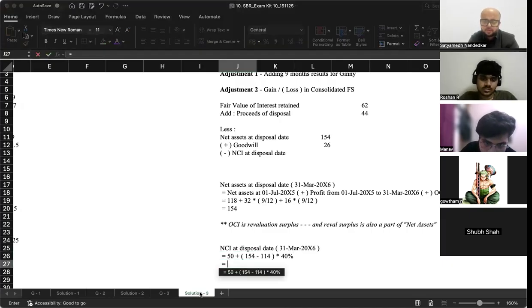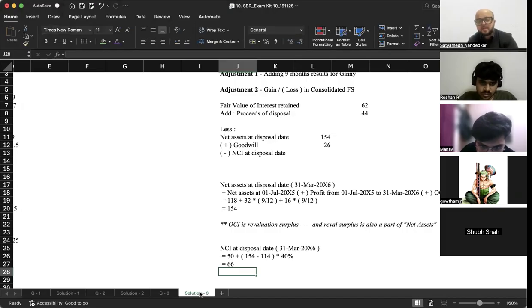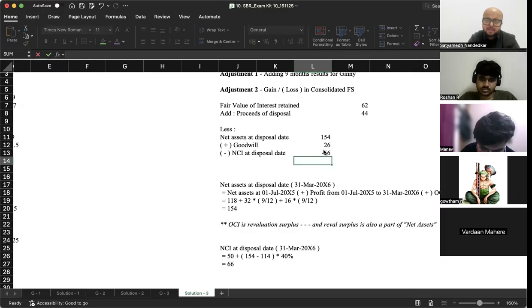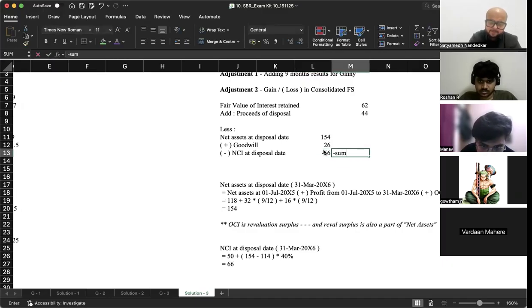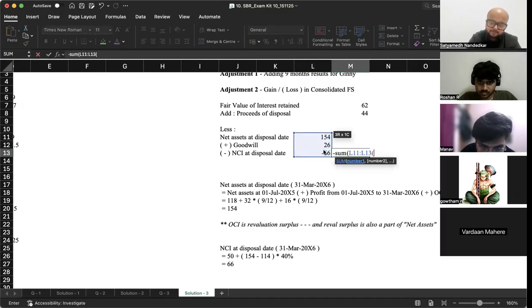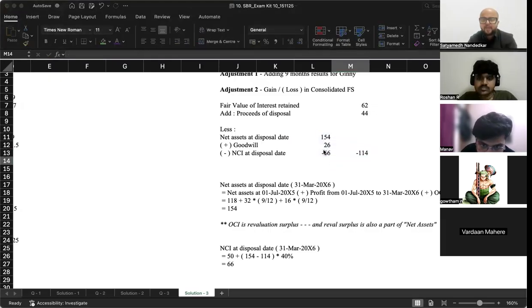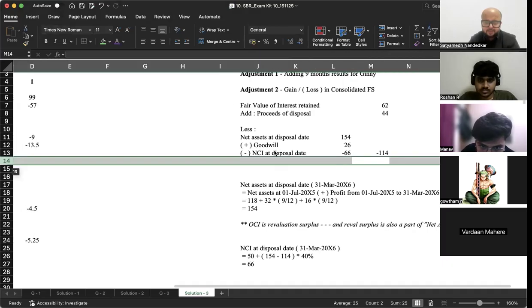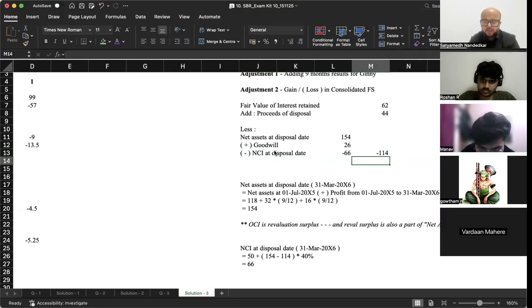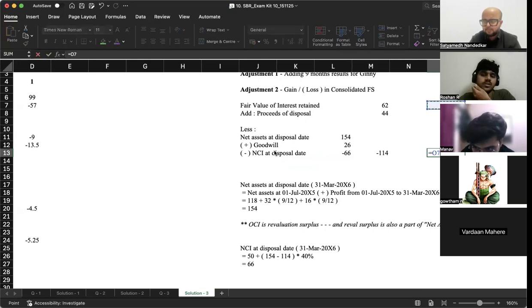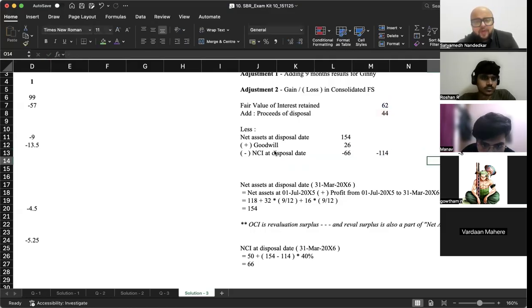How much? 66. 16 minus 66 and minus 114. ठीक है. सो कितना होगा? Loss of 8 million. There is loss of 8 million, right?